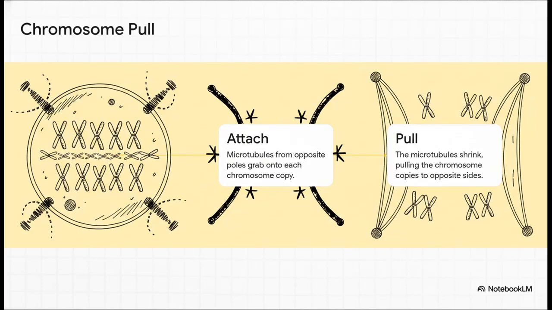So here's where it all comes together. When a cell gets ready to divide, these microtubules build this incredible machine called the mitotic spindle. They grow out from opposite ends of the cell, they attach to the chromosomes that are all lined up in the middle, and then they shrink. They start pulling. And this powerful physical pulling action is what separates our genetic blueprint, making sure that each new daughter cell gets a complete and perfect copy. It's literally mechanical engineering at the microscopic level.